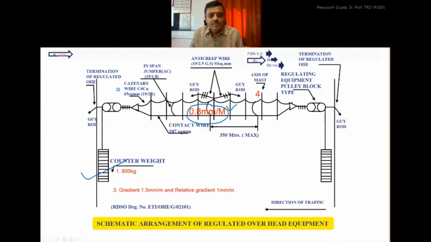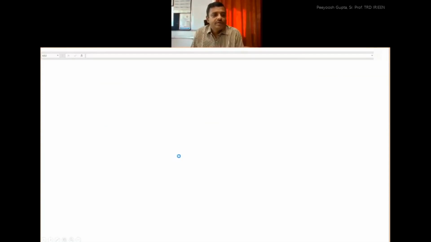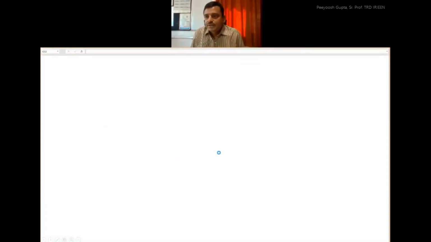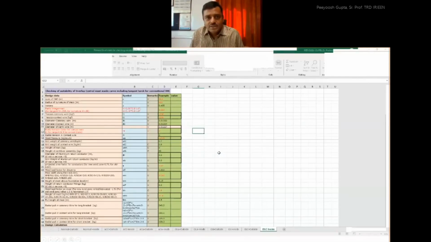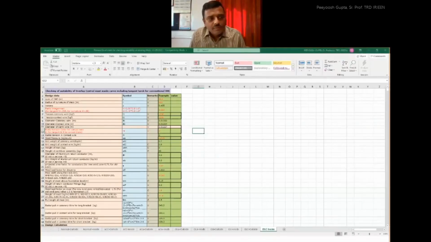In that Excel sheet, the field unit just needs to put in the data from their SET drawings, and if it is okay, the Excel sheet will calculate everything for us and give the answer. I believe the Excel sheet is now visible. Yes, please write 1 or 2 yes, otherwise our chat box will be cluttered, because 750 officials from various Zonal Railways and IRIEEN have joined.